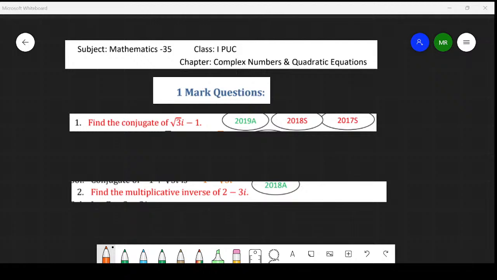Today, the topic is complex numbers and quadratic equations.